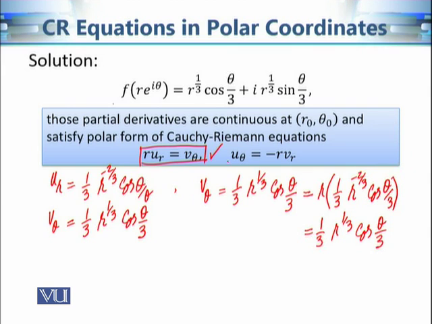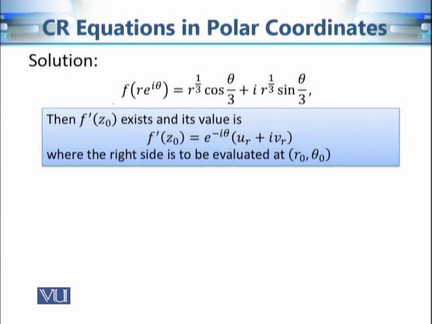And similarly we can see that u theta is equal to minus r Vr is satisfied. So the third condition is also satisfied. So we can say that according to our criteria, the necessary and sufficient criteria for checking the differentiability, this function is differentiable. And if we actually want to calculate its derivative, then we use this condition.